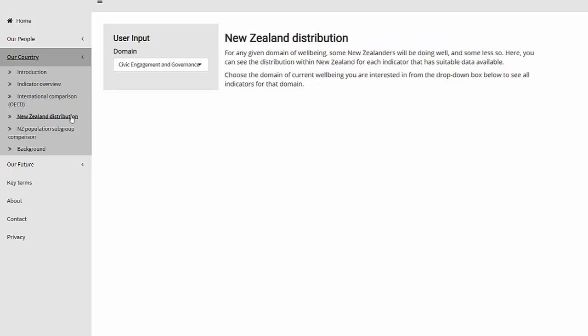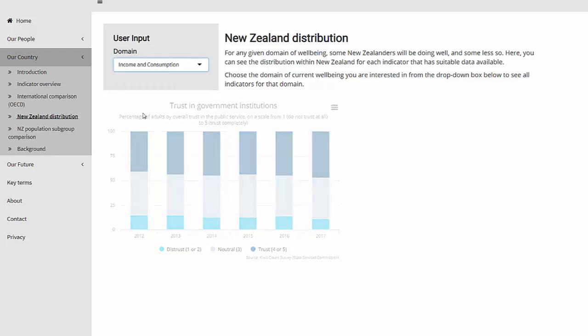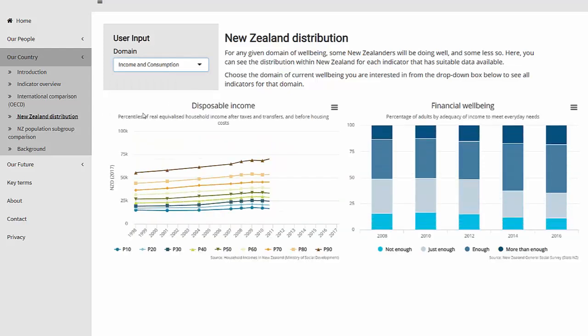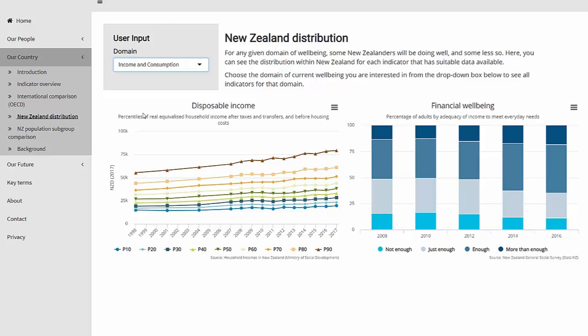The New Zealand distribution is especially useful when looking at levels of inequality, both economic and social. In this section, you can isolate particular domains and see how they're distributed across the population. Stacked bar graphs show trends for different categories within a well-being indicator. The data used in these graphs are taken from representative surveys, in which respondents evaluate their own situation and place themselves in their preferred category.